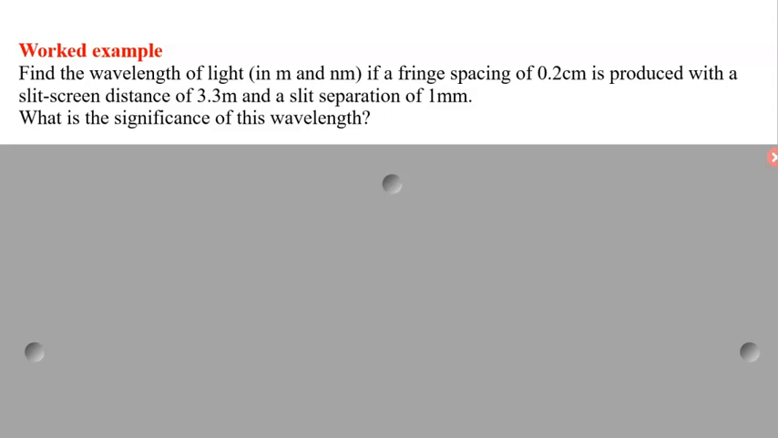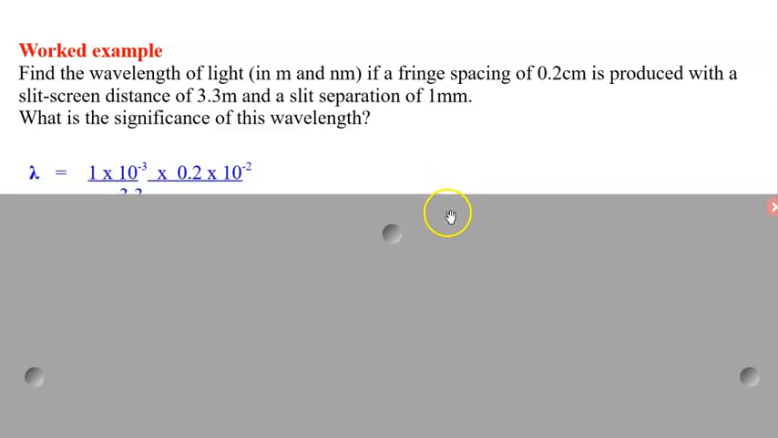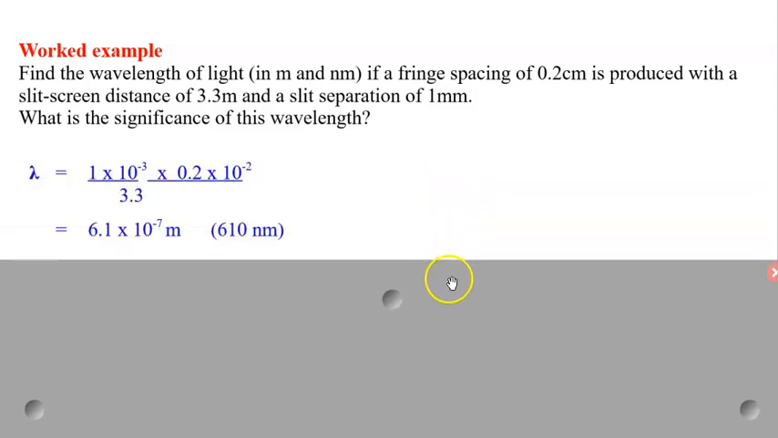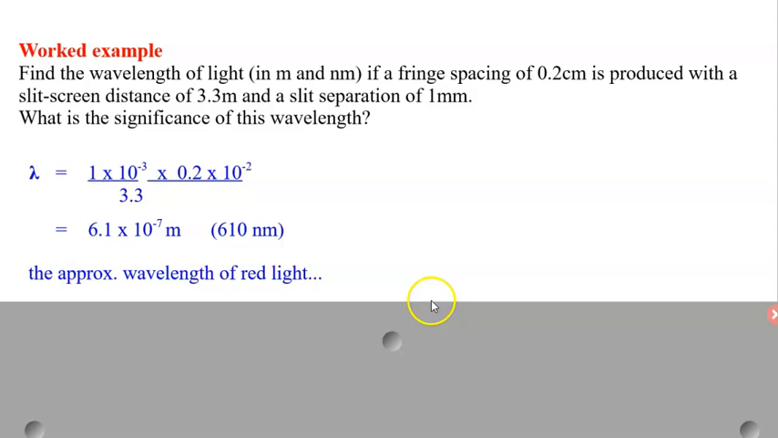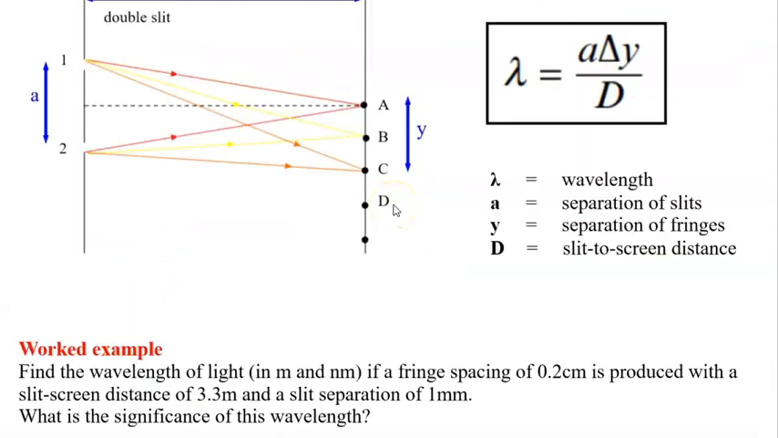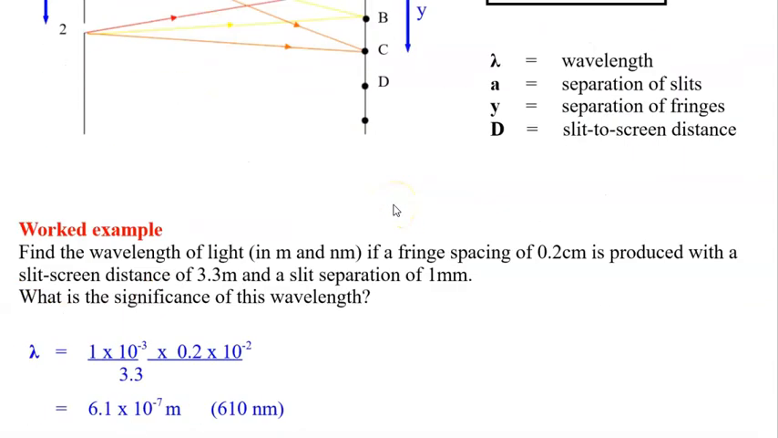So let's look at a worked example. Find the wavelength of light in meters. You might be asked in nanometers. We're given the fringe spacing, we're given the slit to screen distance and the slit separation. So what we need to do is to use the formula. As we've seen here, a times delta y divided by D.